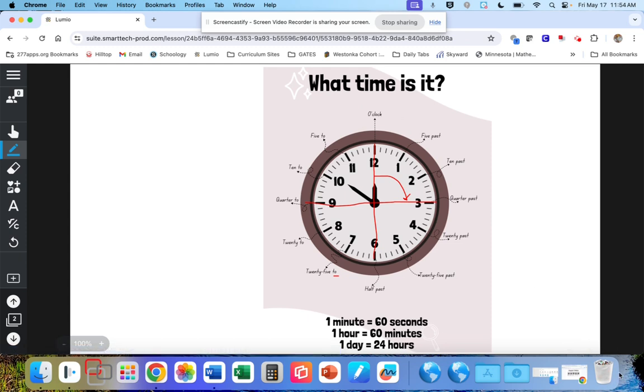Some things to take a peek at would be that 1 minute is 60 seconds, 1 hour is 60 minutes, and 1 day is 24 hours. That's going to help when we do conversions on the clock.